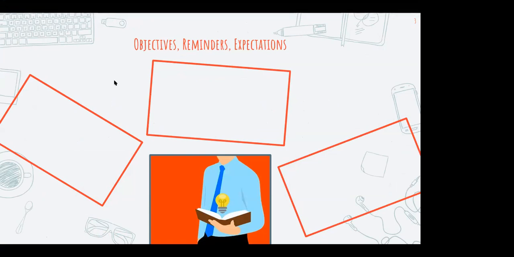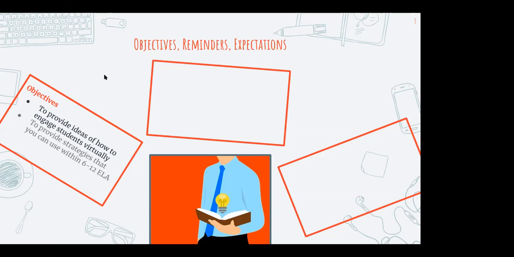Yes, okay. So some objectives and reminders that we want to go over with you. First of all, take a minute and go over the objectives for today, which is to provide ideas of how to engage your students virtually and to provide strategies that you can use within 6-12. Now, we will provide variations of these particular activities, but feel free to take what you see today and put your own spin or twist on it. This isn't the only way. These are some ways, okay?